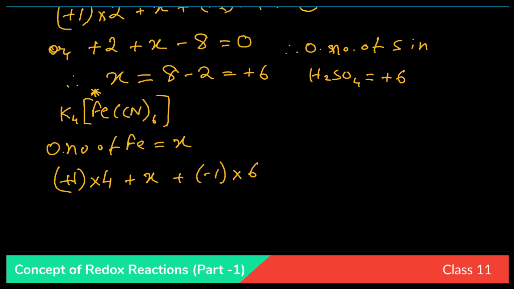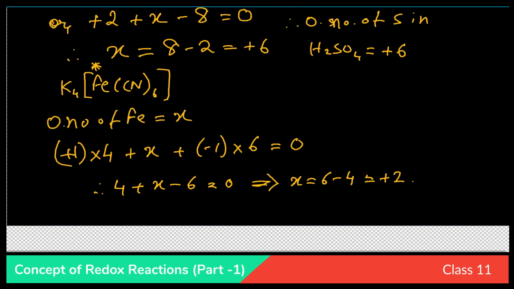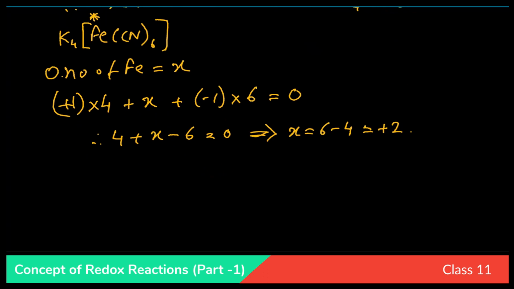And for this neutral molecule we know that their algebraic sum will be equal to 0. So 4 plus x minus 6 equal to 0. Hence by solving x we will get 6 minus 4, that is plus 2. So we can say that the oxidation number of iron in K4[Fe(CN)6] will be plus 2.